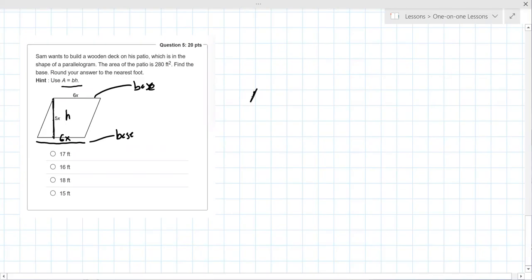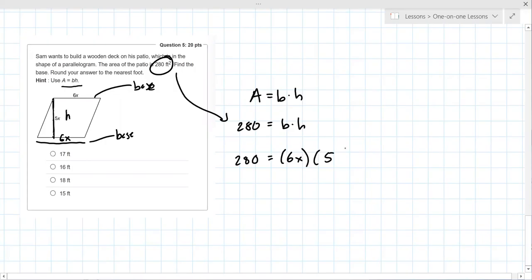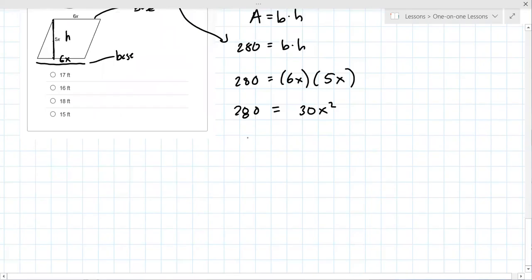Okay, so the area is base times height. Now they give you the area. They say the area is 280. The base is 6x. The height is 5x. So 280 equals 30x squared. We're going to divide both sides by 30. So 280 divided by 30 equals x squared. Now, when you take a square root, what have I said over and over again?